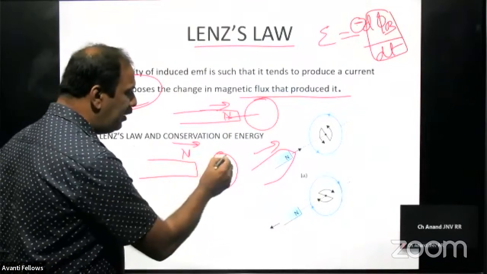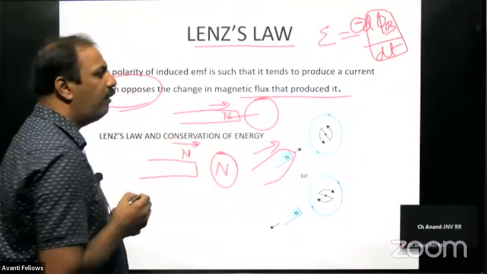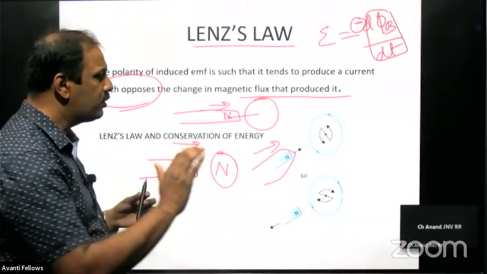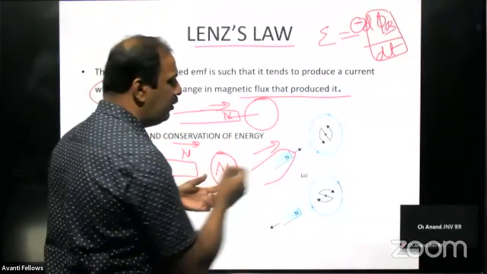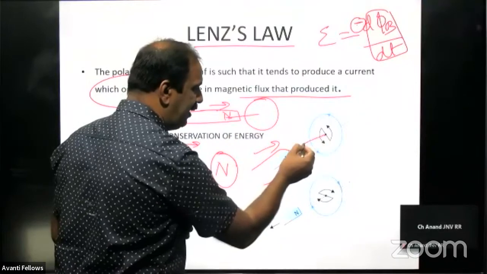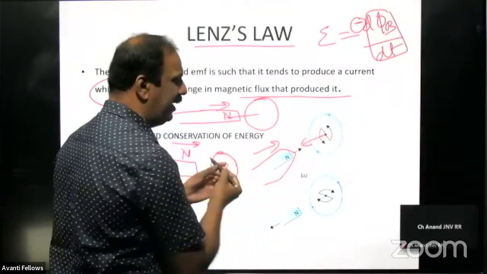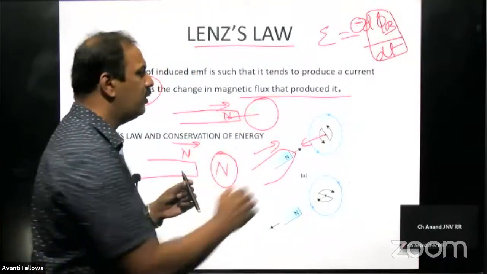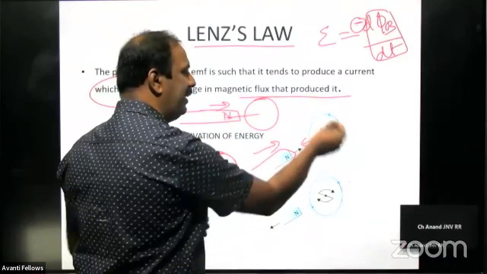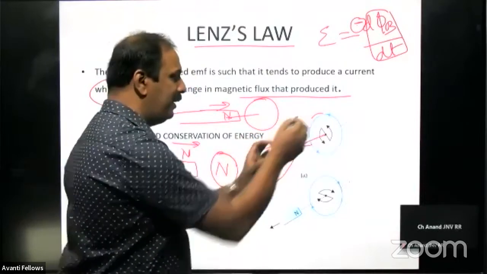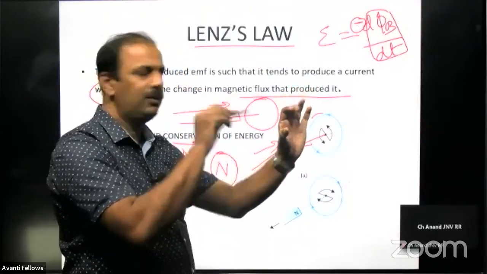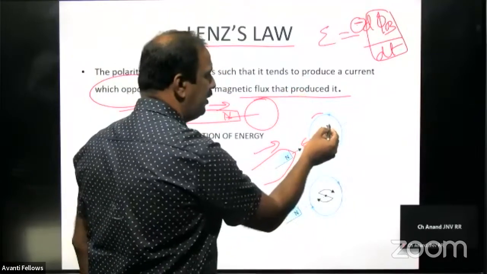Now, if you want a north in this loop, what should be the direction of current? You have to use the right hand screw rule. If you want north here, north means the magnetic field direction will be this side. So it should be like this. That's what it says. So the current should be like this. If the current is like this, when you are looking from this side, you will get a north here.